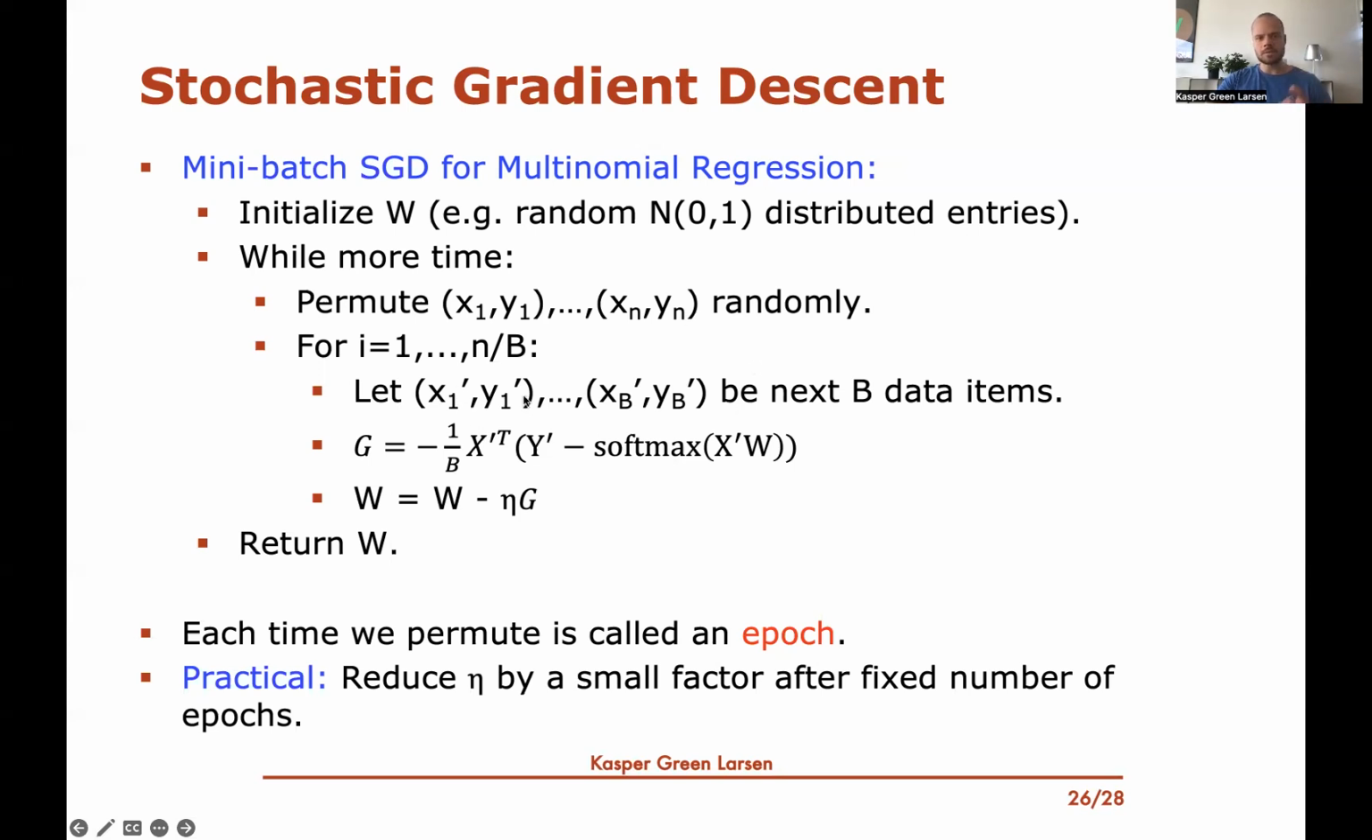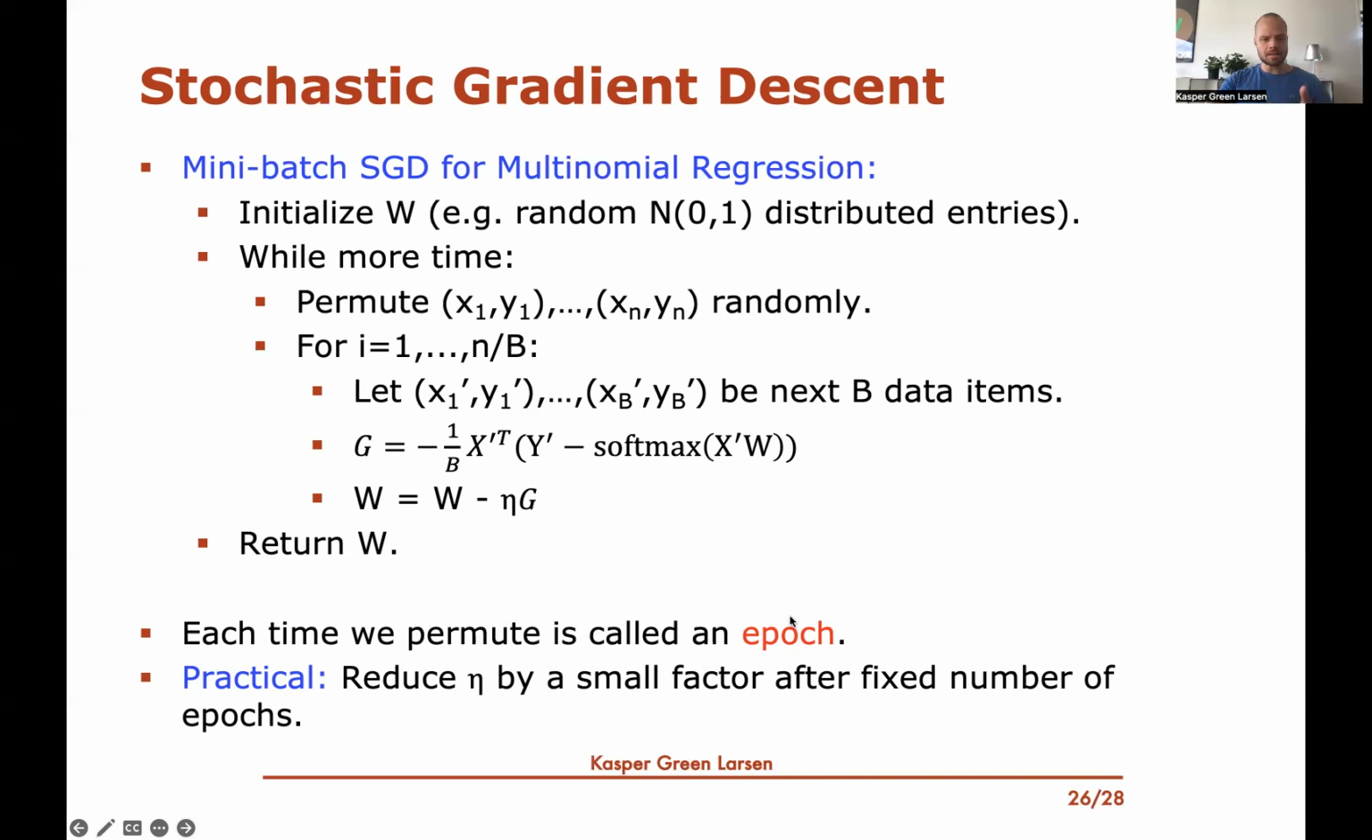And then intuitively, we're just going to pretend that these were our only training examples. So we just look at the loss function just on those B elements, and then we compute the gradient just for those B elements. So we're averaging over B elements of this gradient. This is just the matrix that has all these B elements as rows, and similarly the one-in-K encodings of all of the B labels as columns. And then we just take a small step in the negative direction of the gradient.